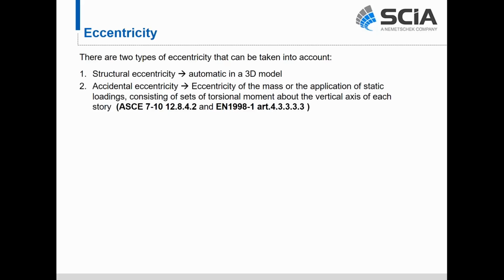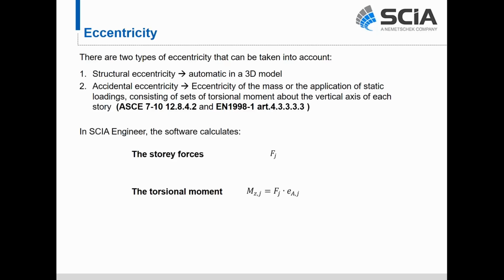Obviously, this is eccentricity of the mass or the application of static loadings consisting of a set of torsional moments about the vertical axis of each story. And so this is dead out of those two codes as well. And so the software then takes those story forces and calculates those torsional moments based on that story force, and then based on its center of mass or center of rigidity in that case, gets that value of E, that eccentricity value, and can then calculate that torsional moment.